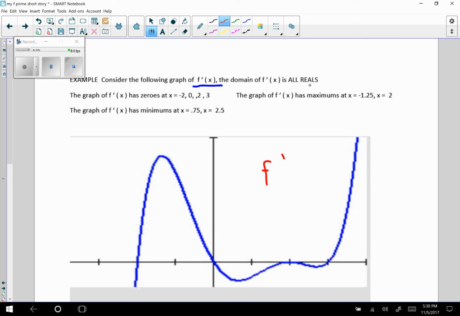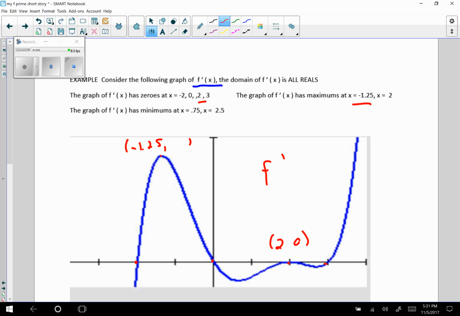The domain of f prime is all reals. F prime has zeros at -2, 0, 2, and 3. These are the zeros of f prime. F prime has a max at -1.25. We don't know what that value is, nor do we need to know what that value is. And it has a max at 2. We know what that y value is on f prime. It's 0 because 2 was a zero of f prime.